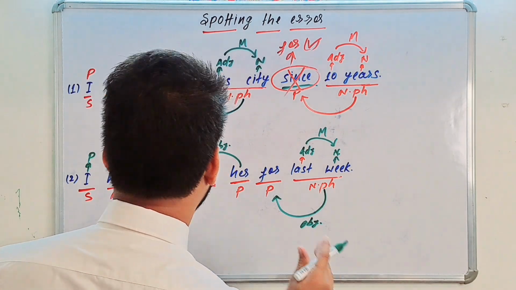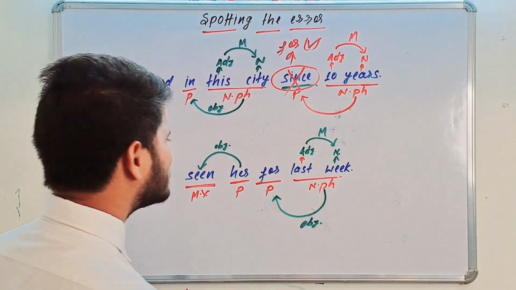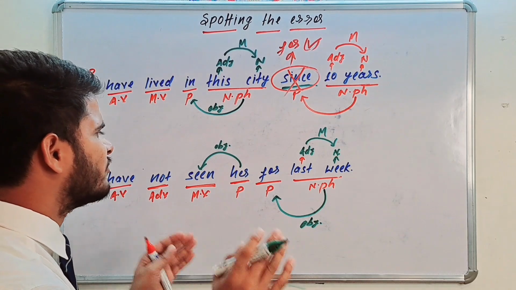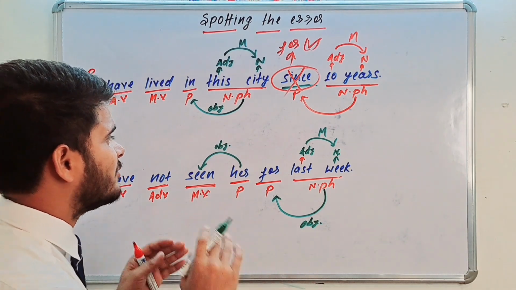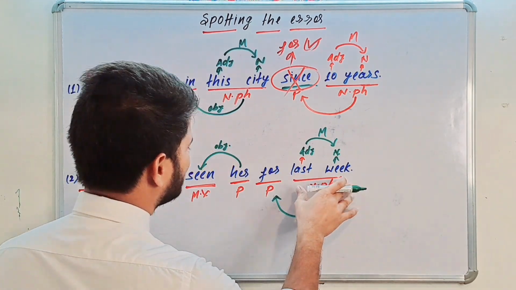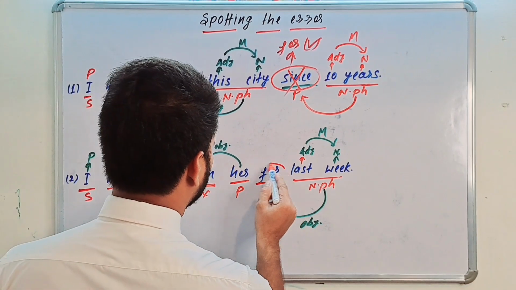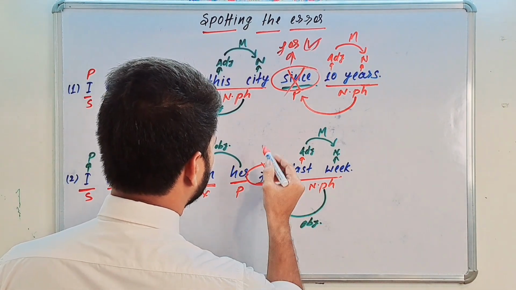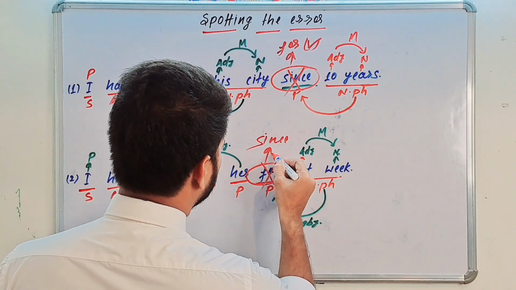But where is the error part here? This is the error part. I told you the preposition for is used to denote what? A period of time, not a starting point of time. So here, since last week: use since last week. Don't use for, use since. This is the right use.